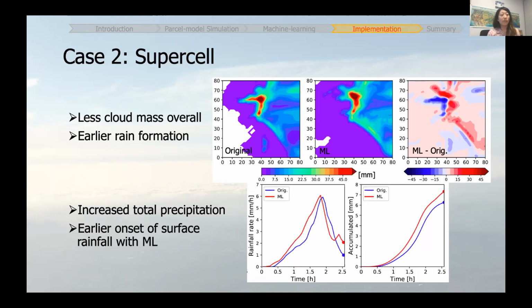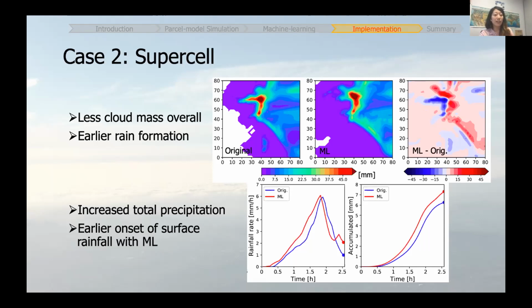And you can also see around after 2 hours or so, rainfall rate starts reducing. That's exactly because the convective core starts leaving the domain. And for the accumulated surface precipitation for the 2.5 hours that we looked at, the total precipitation amount was larger for the machine learned case, but it is hard to conclude because we didn't simulate the entire life cycle of a supercell storm. But this earlier onset is a finding that we made over the past week or so.